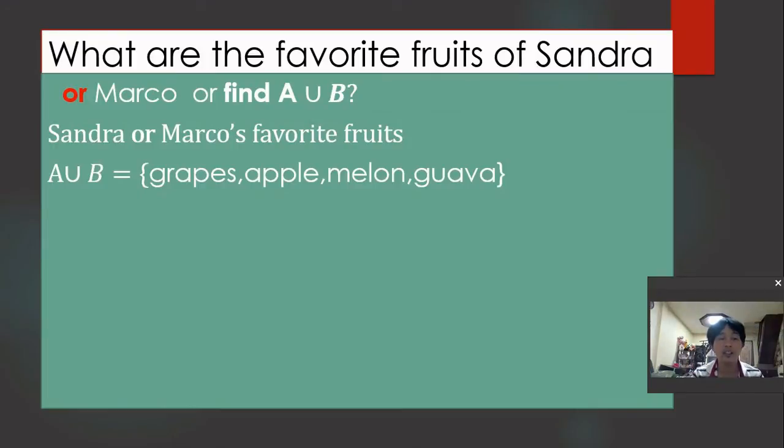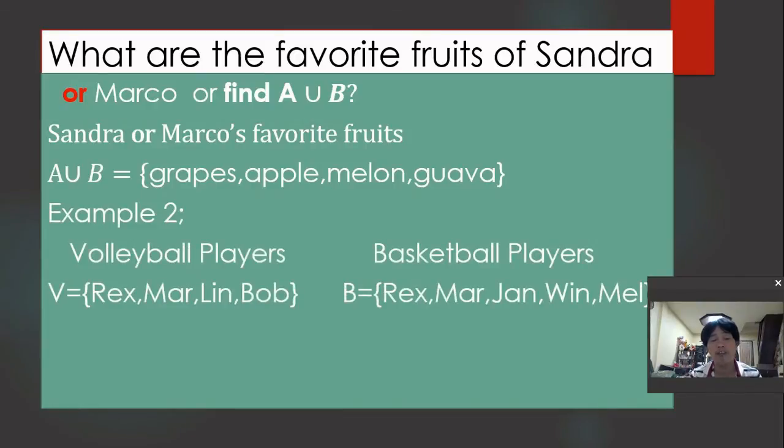Okay. Now another example. Example number 2: volleyball players and basketball players. Set V, whose elements are Rex, Mar, Lynn, and Bob, are the volleyball players. And for the basketball players, we have Rex, Mar, John, Win, and Mel.